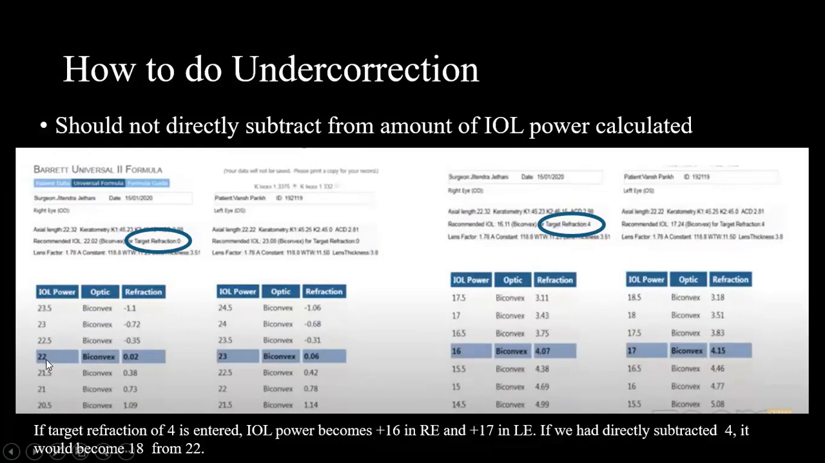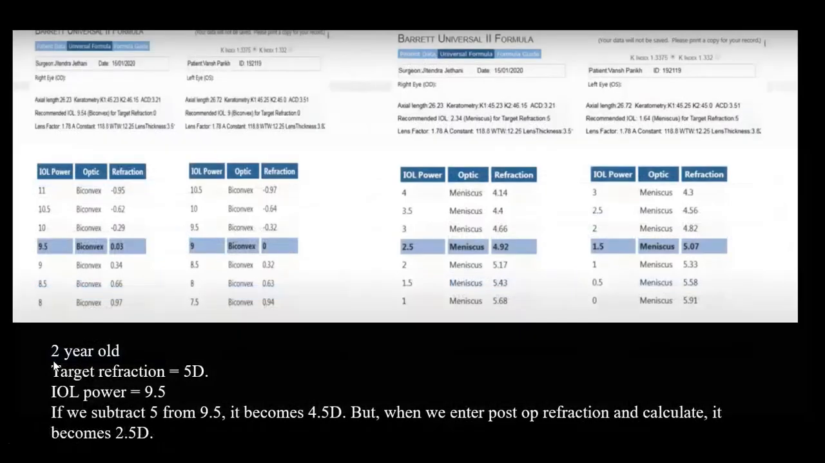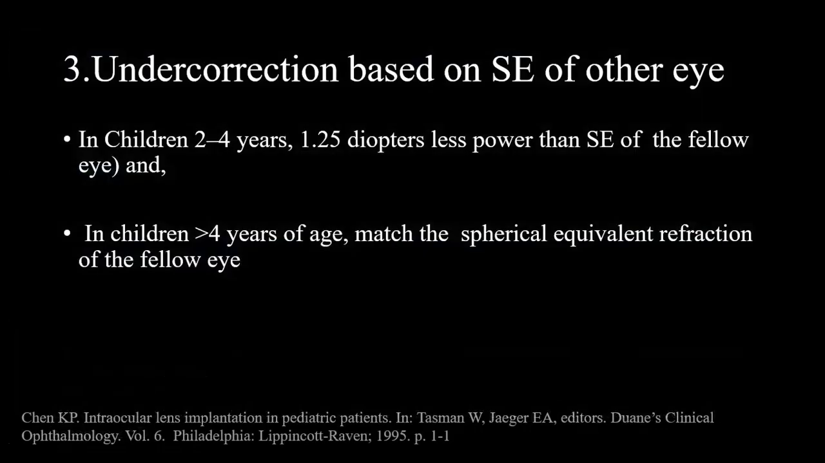Suppose for this patient, the age is 3 years, and we are expecting a target refraction of 4. So we have to enter the target refraction and see the IOL power. We cannot directly subtract 4 from the 22 and enter the IOL power as 18. So undercorrection based on spherical error of the other eye. In children 2 to 4 years, 1.25 diopters less power than the spherical error of the fellow eye. And in children more than 4 years, we can match the spherical equivalent refraction of the fellow eye.